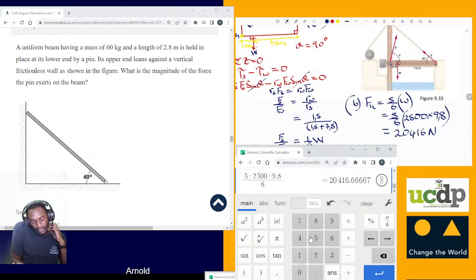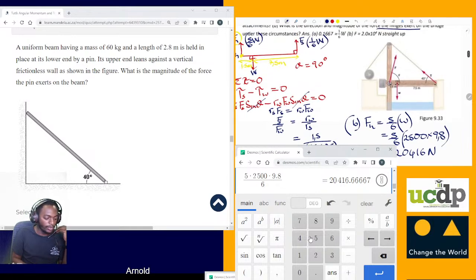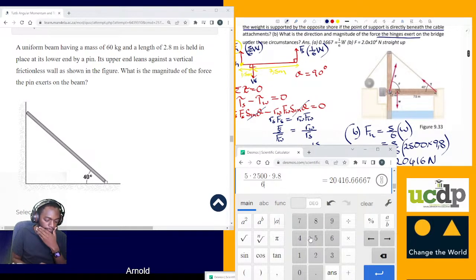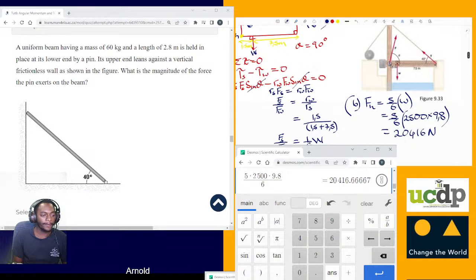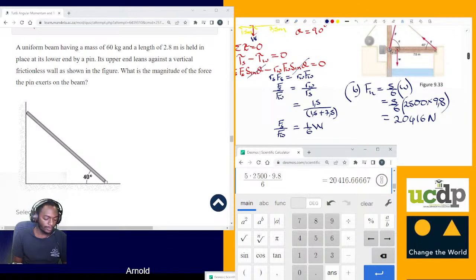So we get 20,416 newtons. If you express your answer in standard form, that is what you would get. All right, so that is what you're supposed to do, and this force is upwards, as we have shown in the diagram. An upward force.